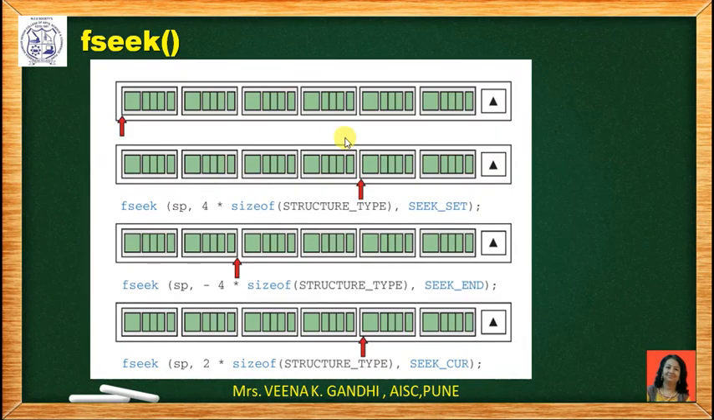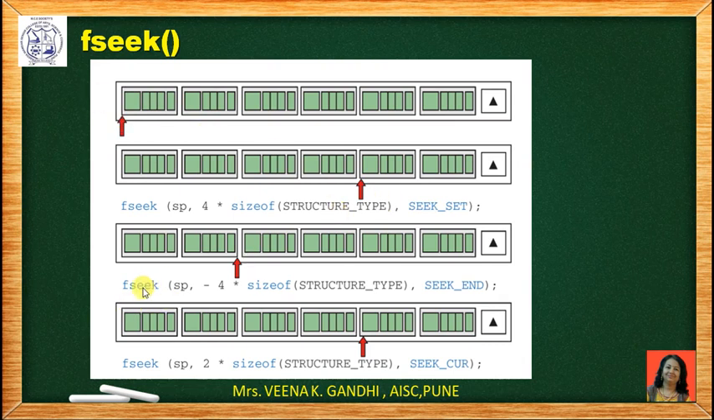You can see in this figure, the file pointer is here, at the starting of the file. If we say fseek(fp, 4 * sizeof(struct type), SEEK_SET), it tells to move the file pointer 4 records ahead from the beginning. So you can see the file pointer is here, 4 records ahead in the forward direction from the beginning of the file. SEEK_SET means from the beginning.